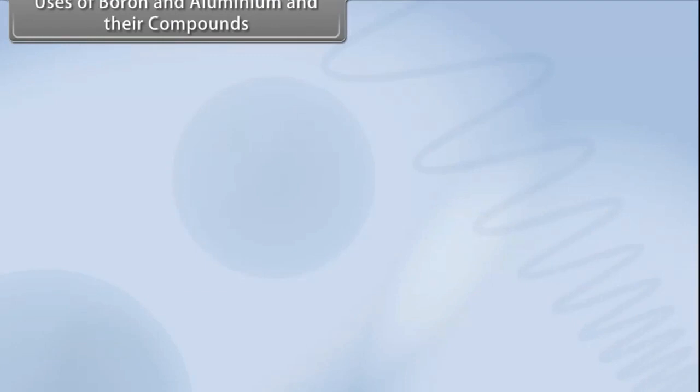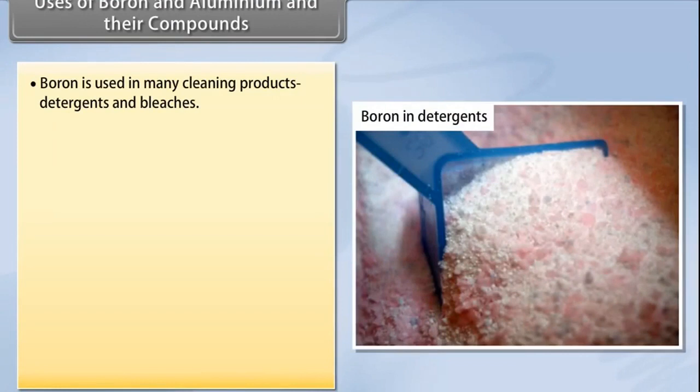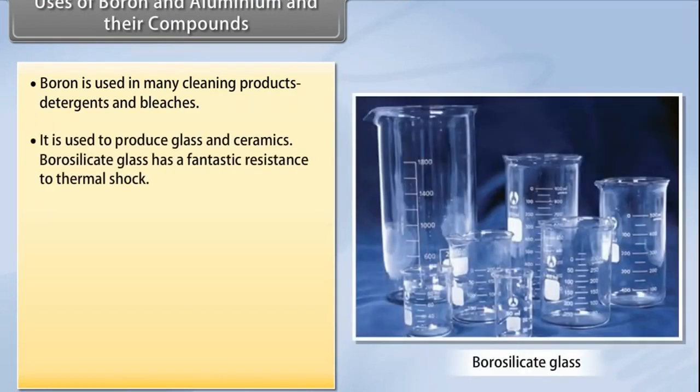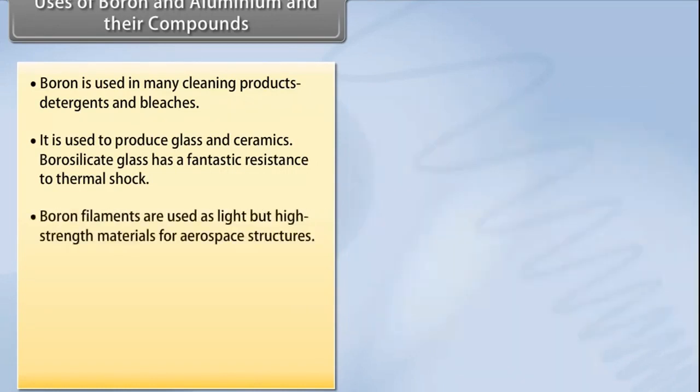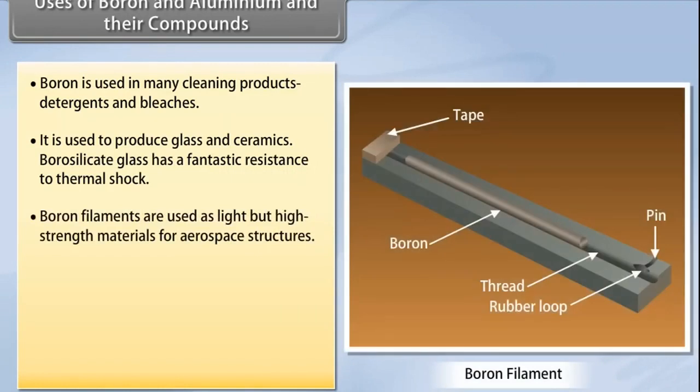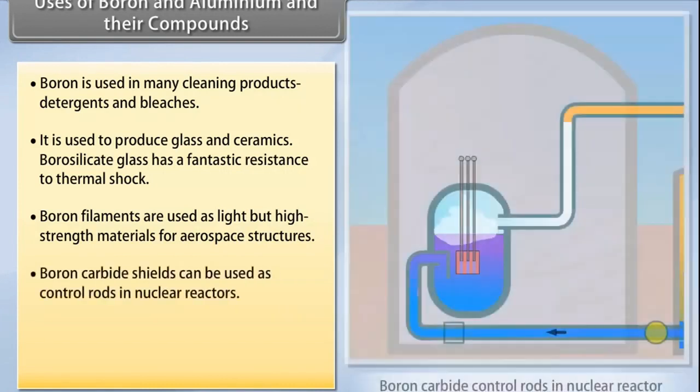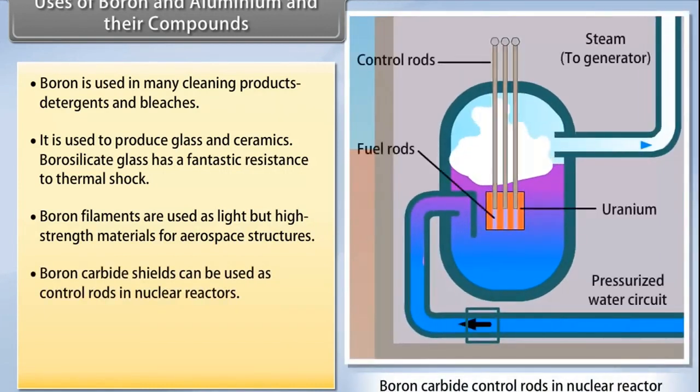Uses of boron and aluminium and their compounds. Boron is used in many cleaning products, detergents and bleaches. It is used to produce glass and ceramics. Borosilicate glass has a fantastic resistance to thermal shock. Boron filaments are used as light but high-strength material for aerospace structure. Boron carbide shields can be used as control rods in nuclear reactors.